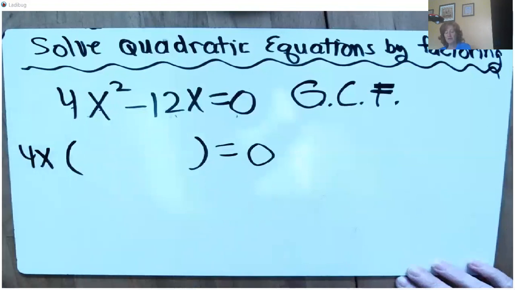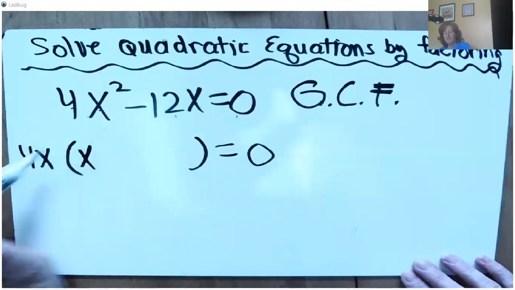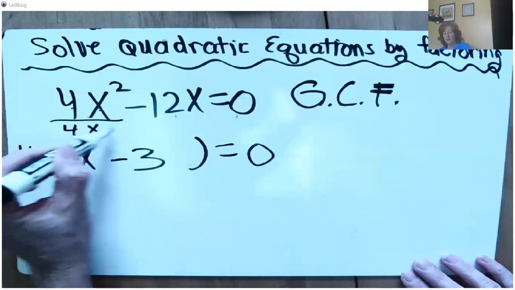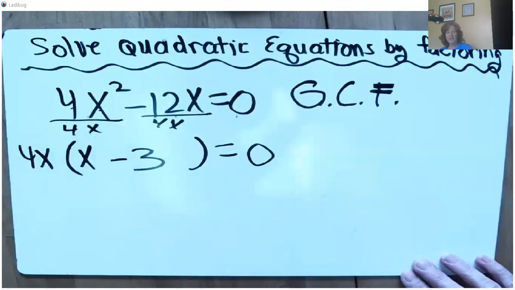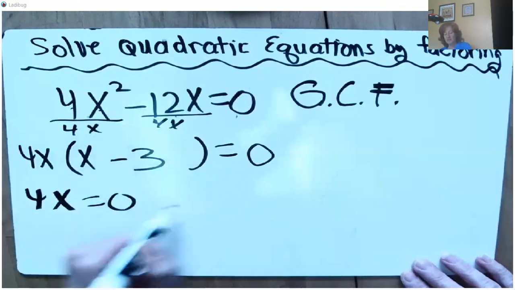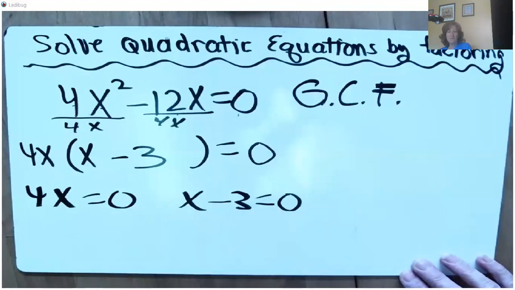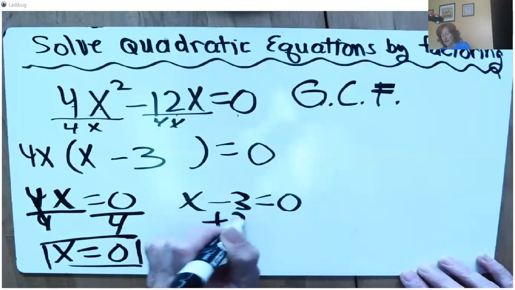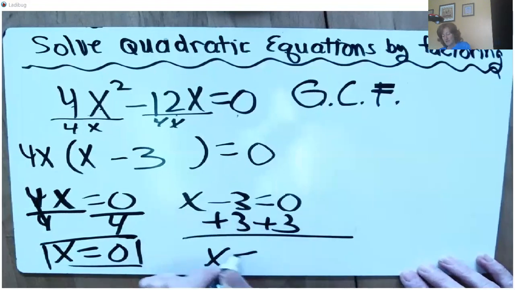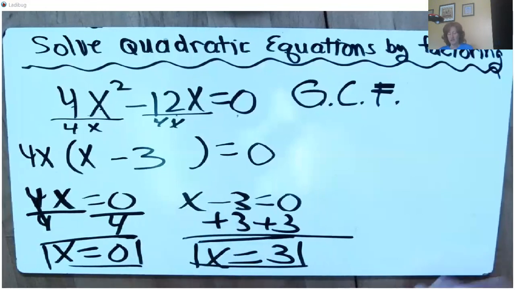So 4x squared divided by 4x leaves me x. And negative 12x divided by 4x leaves me negative 3, okay? If you were to divide them both by 4x, this is what you'd have left over. So then the next step, remember, is to set each factor equal to 0, and then you solve each equation for x. So when I divide both sides by 4, here we get x equals 0, and if I add 3 to both sides, here I get x equals 3. So my two solutions are 0 and 3.